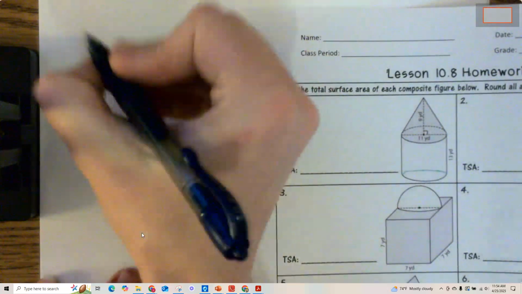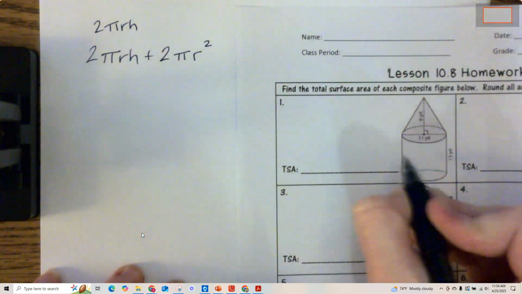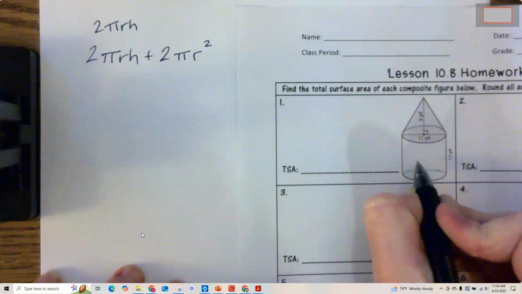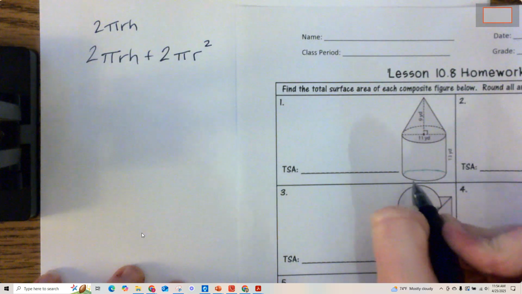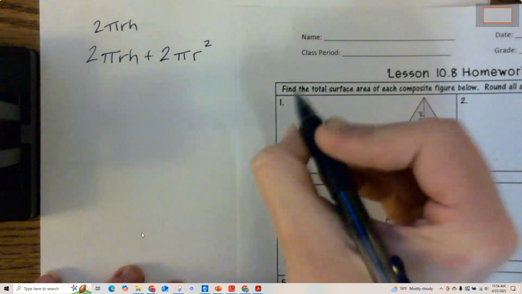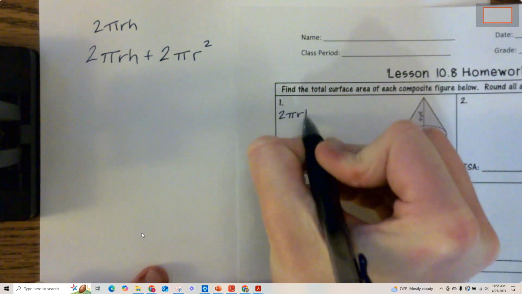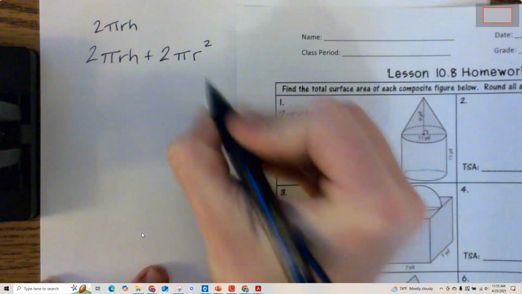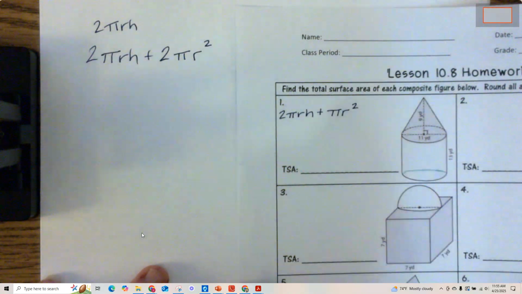So remember, lateral surface area is 2 pi RH. So we need that piece. We need to go around here. We don't need both the bases. We only need one of them. So to get this one started, it's going to be 2 pi RH. And then instead of 2 pi r squared, just pi r squared.